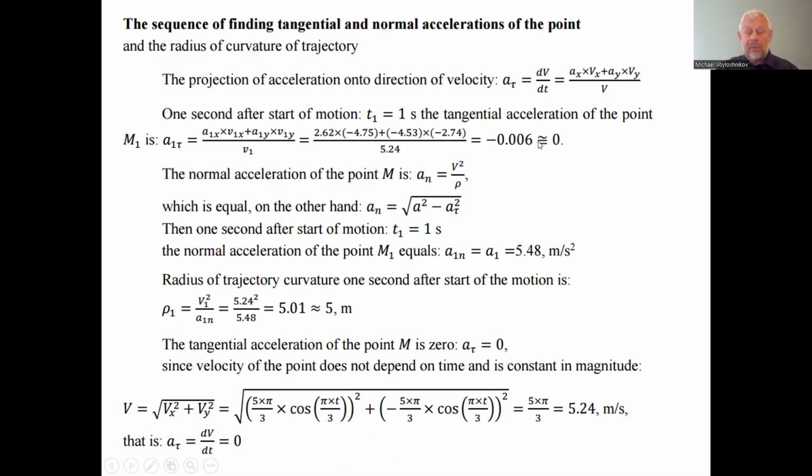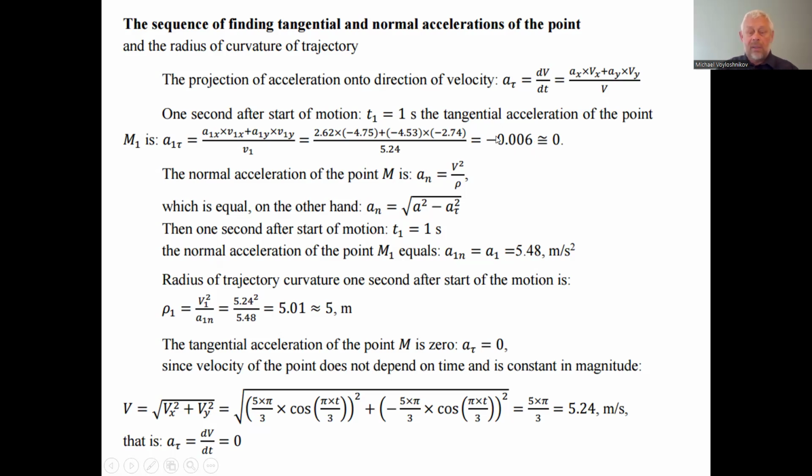To do that, we have to take the acceleration. This is the projection of the acceleration onto the velocity, the derivative of the velocity by time. How to do that? First, we have to find the scalar product of the components of acceleration and the components of the velocity. We have this numerator divided by the magnitude of the velocity. After the substitution, we have that the tangential acceleration is almost zero.